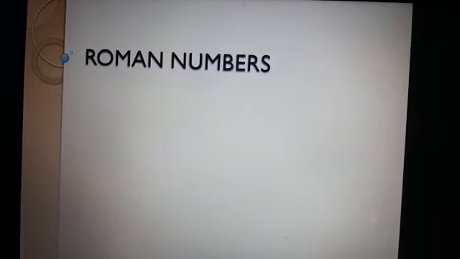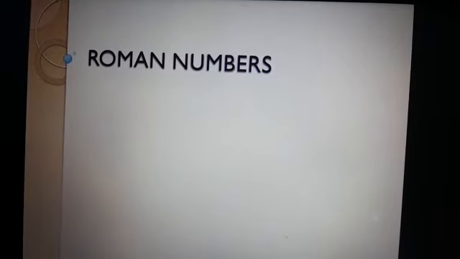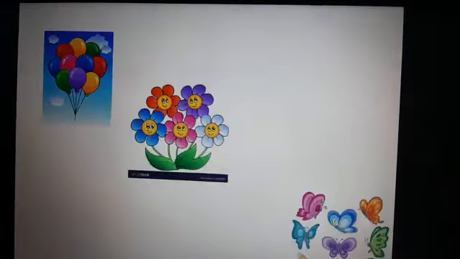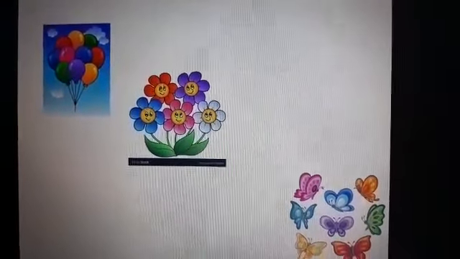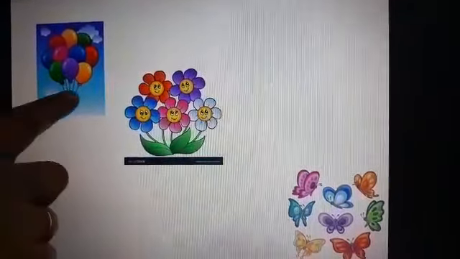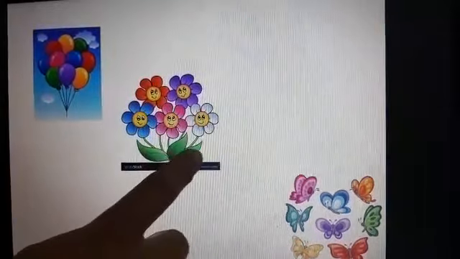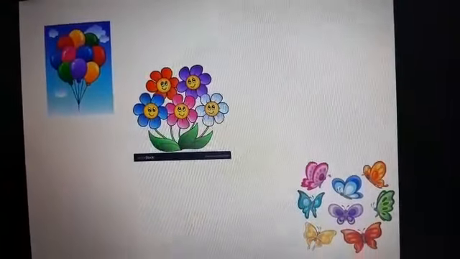Morning, students. Today we are going to study about Roman numbers. What can you see here? A bunch of balloons, a bunch of flowers, and a few beautiful butterflies.